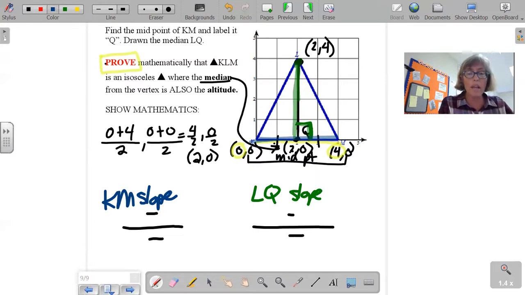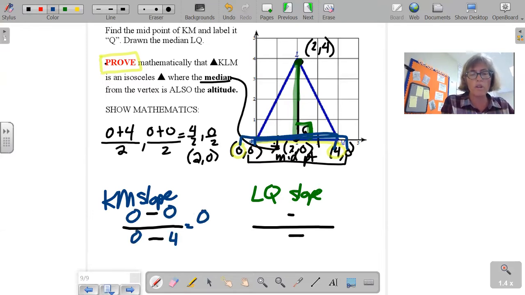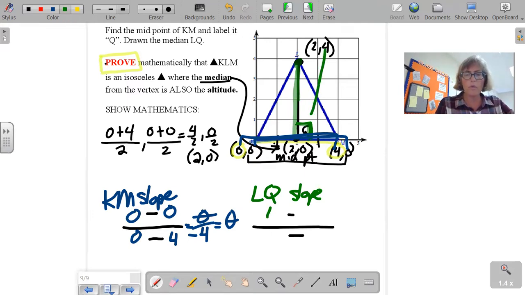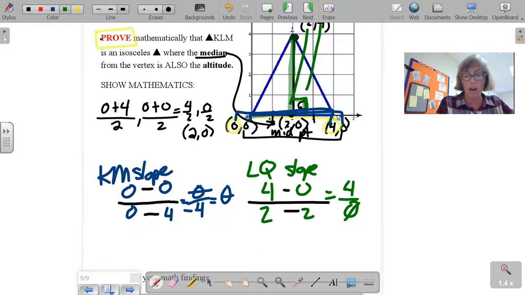So first off, KM, y minus y, that's going to be 0 minus 0, x minus x, of course, 0 minus 4. 0 over negative 4 is just 0. And this one, y minus y, so that's going to be 4 minus 0, and then over 2 minus 2, which gives us 4 over 0, which is undefined.